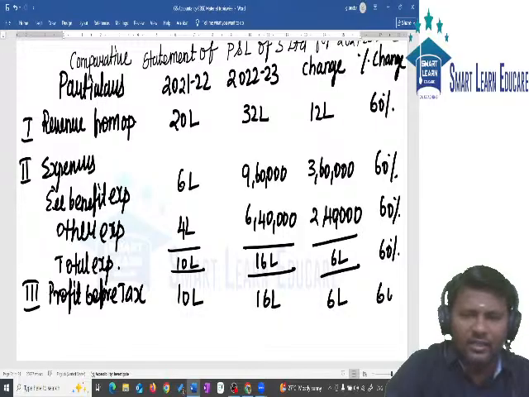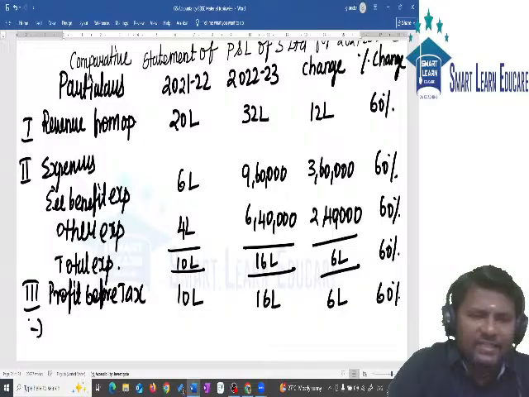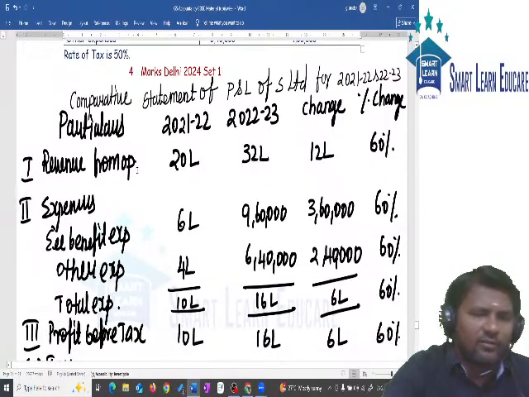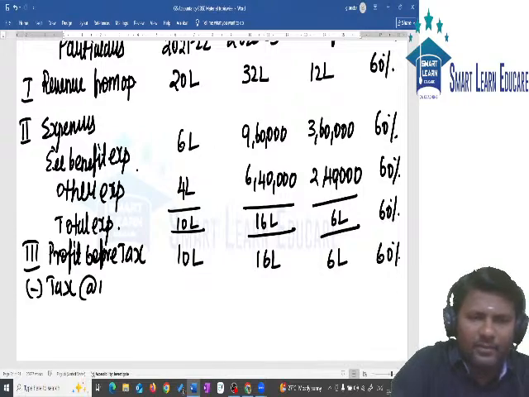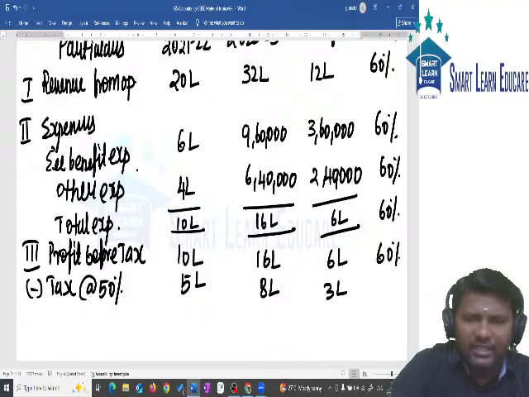So 6 lakh into this 60 percentage it will give you 60%. Less tax. You should reduce tax. What is the tax rate given in the question? The tax rate given is 50 percentage. It means 10 lakh into 50 percentage will give you 5 lakh. 16 lakh into 50 percentage will give you 8 lakh. Okay, so what is the percentage? The 3 lakh is the change, and this is also how much percentage? 60 percentage.